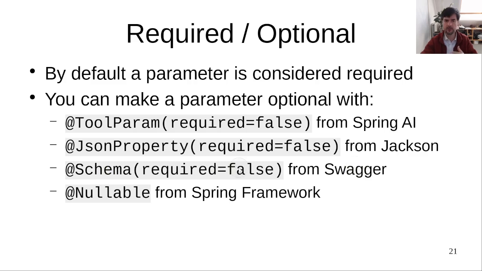Maybe you already had those, then you don't have to put @ToolParam from Spring AI on it. Or maybe you already had @Nullable on it just from somewhere else from Spring Framework. So any of these annotations will do. It will figure out, hey, this is an optional parameter, and so then the AI doesn't have to provide it.